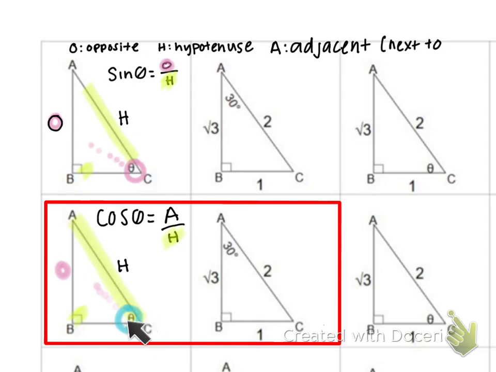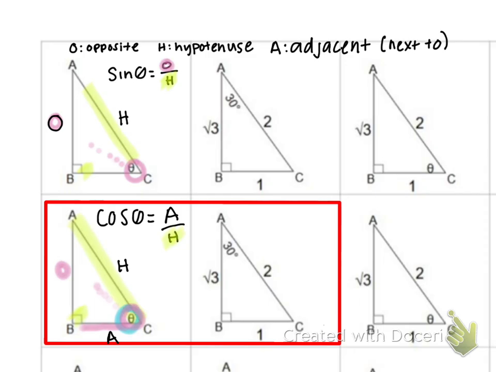So if I'm looking at this angle right here, I need to find the side that is next to the angle. Now the two sides that are next to it are this side and this side. But this side right here is the hypotenuse, so this is not the one I'm going to use. Instead, we're just going to use that one over there, and that is the one you're going to put that A on. Okay. Now with cosine, I know I labeled all three of them, but you're just going to be using A divided by H.